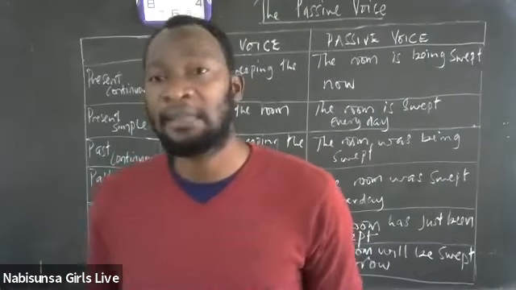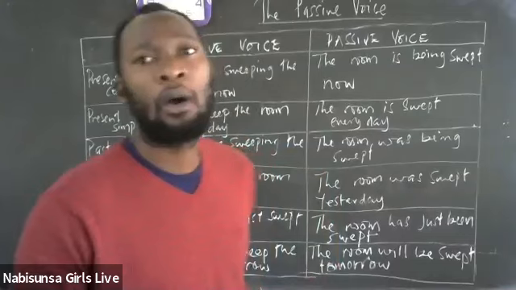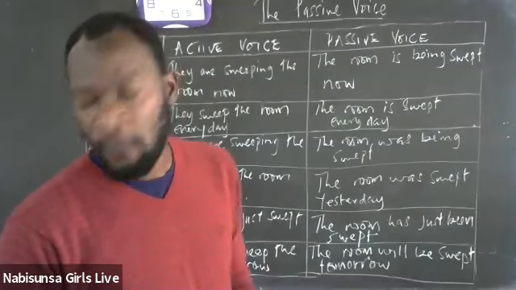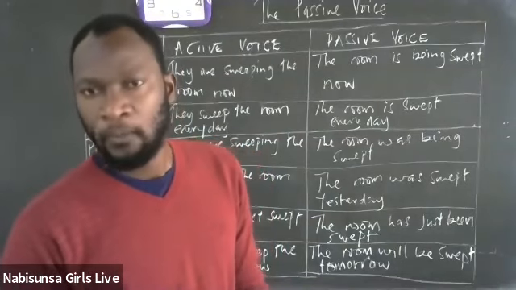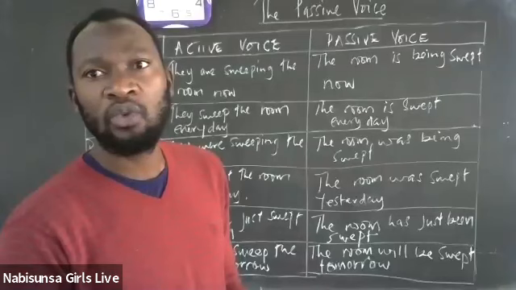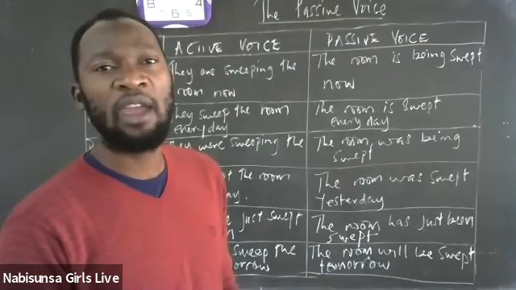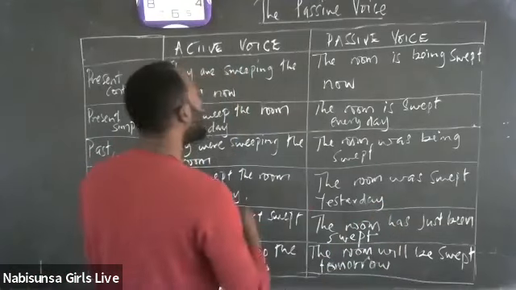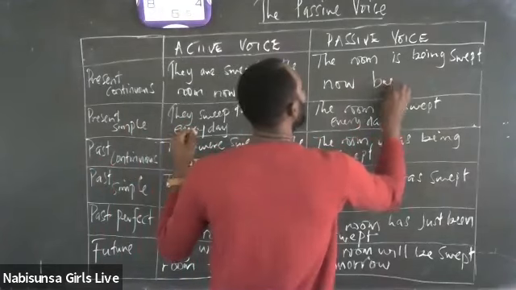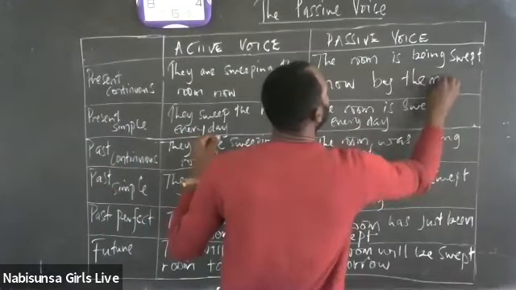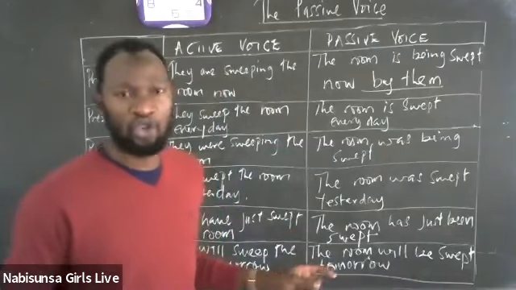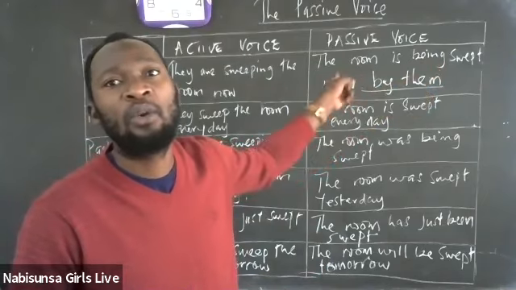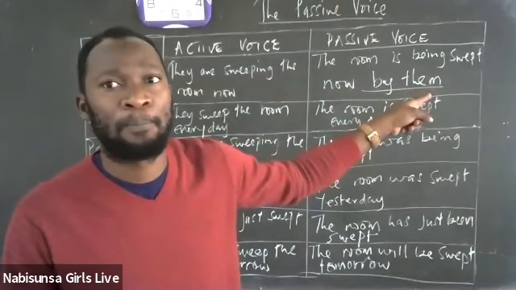All right, I think that's it for now. When I go back to Teta Promise and Remina, you guys were trying to ask why we don't put here by them. I think that was your question, all right? When do we use by? The room is being swept by them.